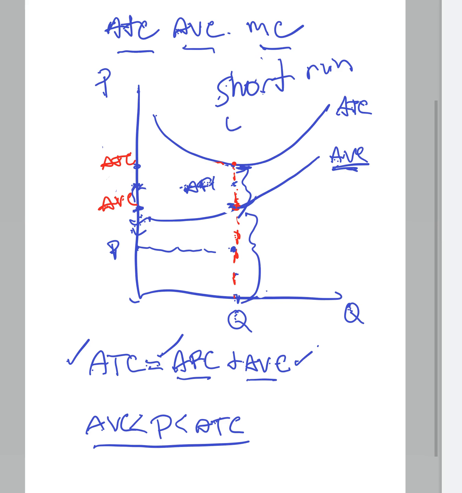Now, what about the long run? Well, in the long run, we don't even have to worry about AVC. As soon as price drops below minimum ATC, you would shut down because you're not willing to accept any sort of loss in the long run. So you would just look at your ATC and look at the lowest value of ATC. As soon as price drops below that, you shut down. So hopefully this helps you solve some of those problems in questions 2 through 4.